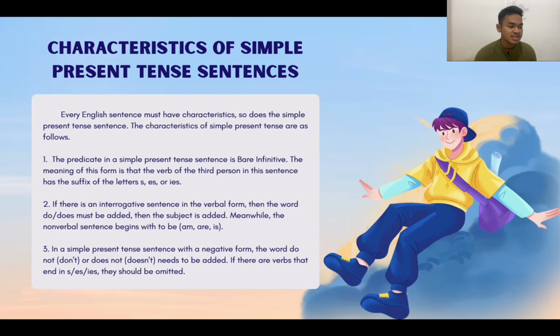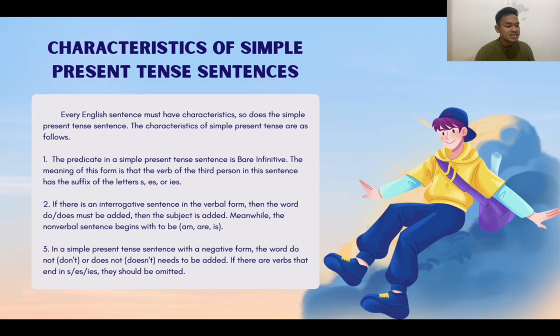Characteristics of simple present tense sentences. Every English sentence must have characteristics, and so does the simple present tense sentence. The characteristics of simple present tense are as follows. One, the predicate in a simple present tense sentence is a bare infinitive. The meaning of this form is that the verb of the third person in this sentence has the suffix of the letters s, es, or ies.